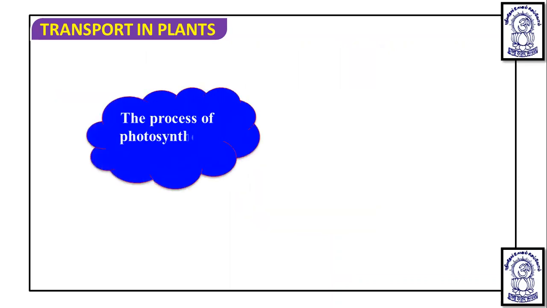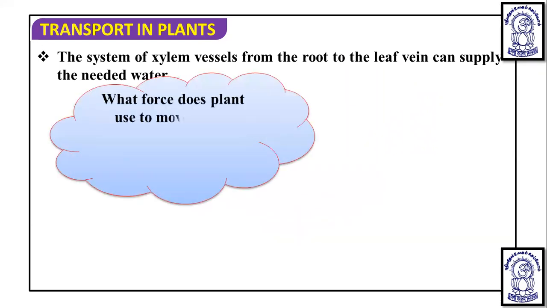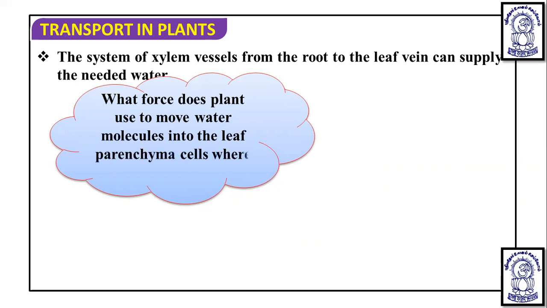Now, the process of photosynthesis requires water. We have discussed that less than 1% of water is used, and the system of xylem vessels from the root to the leaf vein can supply the needed water. So what force does the plant use to move water molecules into the leaf parenchyma cells where they are needed?